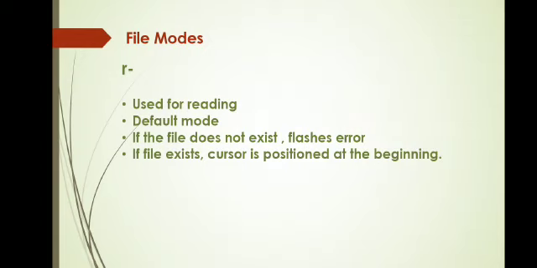So Python will generate the error. So for R mode, the file should exist. And if the file exists, then it is going to open the file and position the cursor at the starting of the file. That means reading will be done from the very beginning of the file.